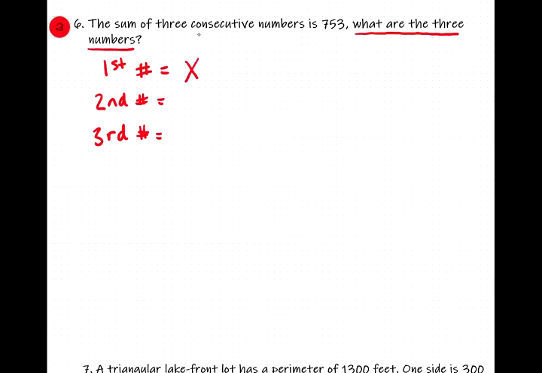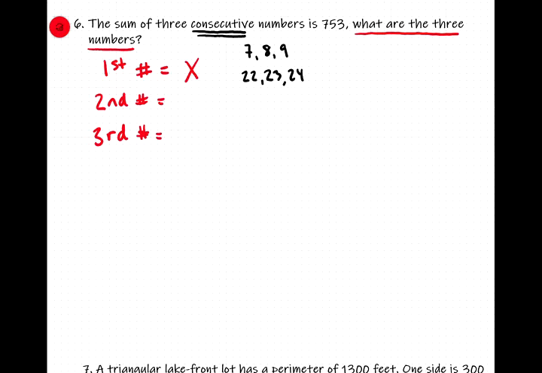Right? Now, what does the word consecutive mean? Consecutive numbers, let's go with a different color here. Consecutive means one after another. So 7, 8, 9 would be consecutive, or 22, 23, 24 would be consecutive. Any 3 numbers one after another. So if you have 3 consecutive numbers, the second number, you add 1 to the first number, like 7 plus 1 equals 8.